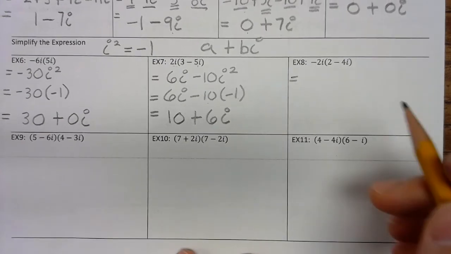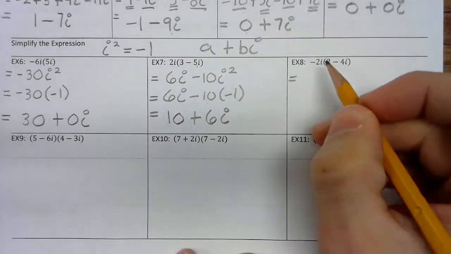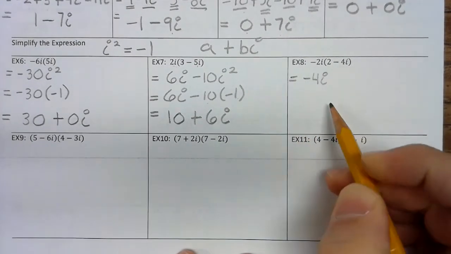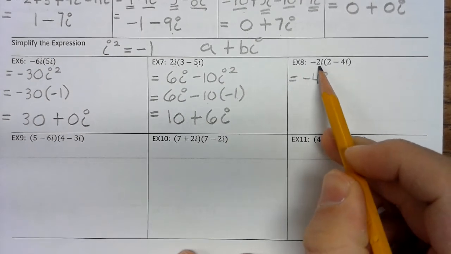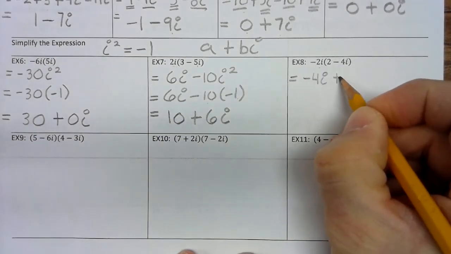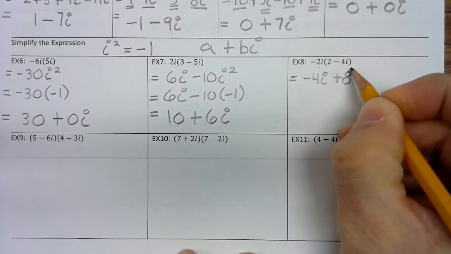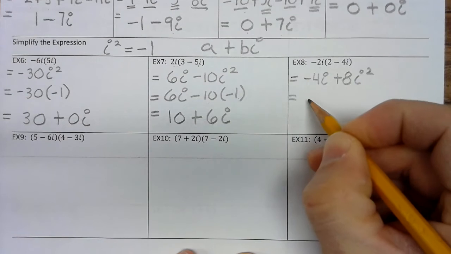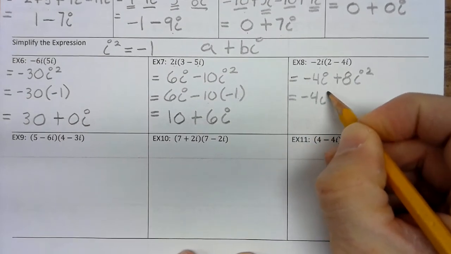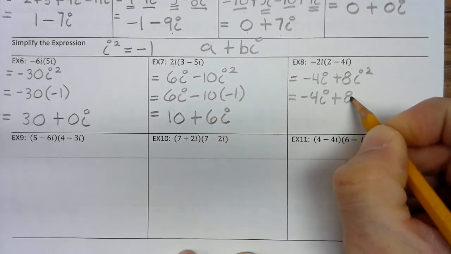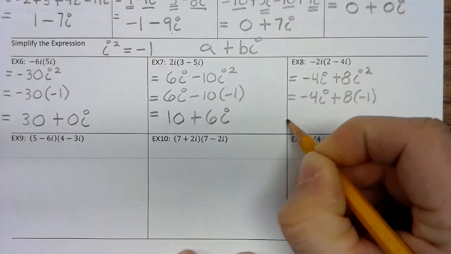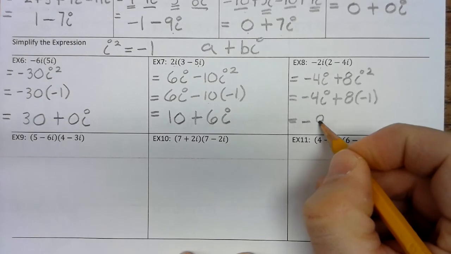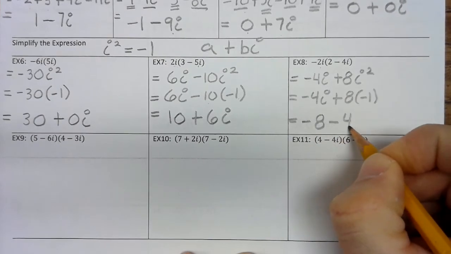All right, so -2i times 2 is -4i. Now, -2 times 4 is a positive 8. I times I is I squared. So then you have negative 4i plus 8 times negative 1. I'm going to rewrite it so that the a is in front, so that's negative 8 minus 4i.